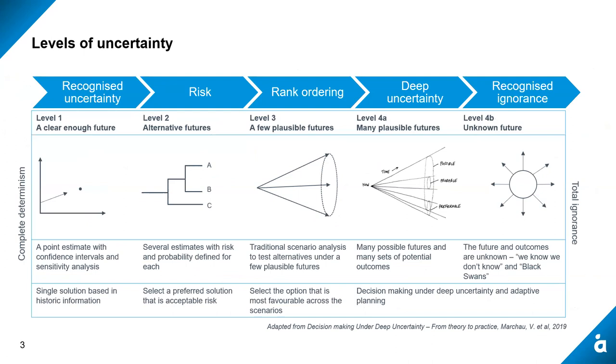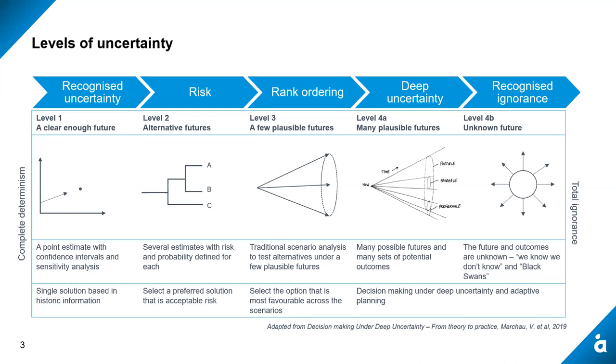Just sharing also some levels of uncertainty. So this is adapted from decision-making under deep uncertainty, a piece of work by Marchau et al. in 2019. So you start with complete determination. That's where you know exactly what the answer is. There's no planning to do. And then you move into the level one area, where we recognize that there is some uncertainty, but we have a pretty clear picture of where we're headed. And that's the old sort of, you come up with a forecast, you build what you need to meet that forecasted outcome. So you've got a lot of confidence in where you're headed.